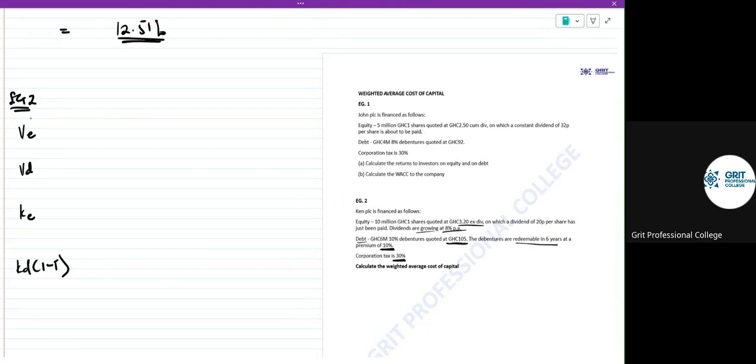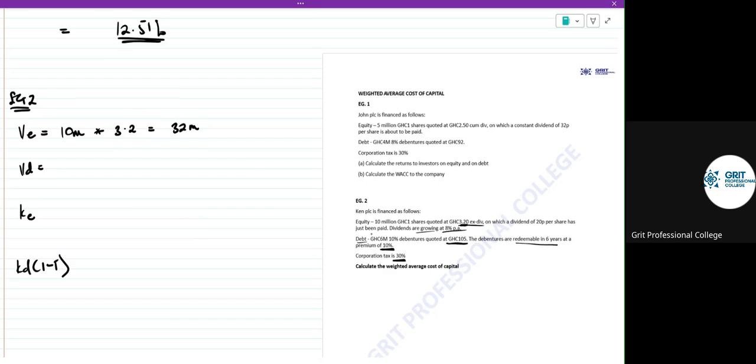What is value of equity? For the value of equity, we're asking ourselves, what's the number of shares that they have in issue? So they will have 10 million units of the shares in issue. And then each share is priced at 3 CDs, 20 pesos. And so that means that we are going to get a total market value of the shares to be 32 million CDs.